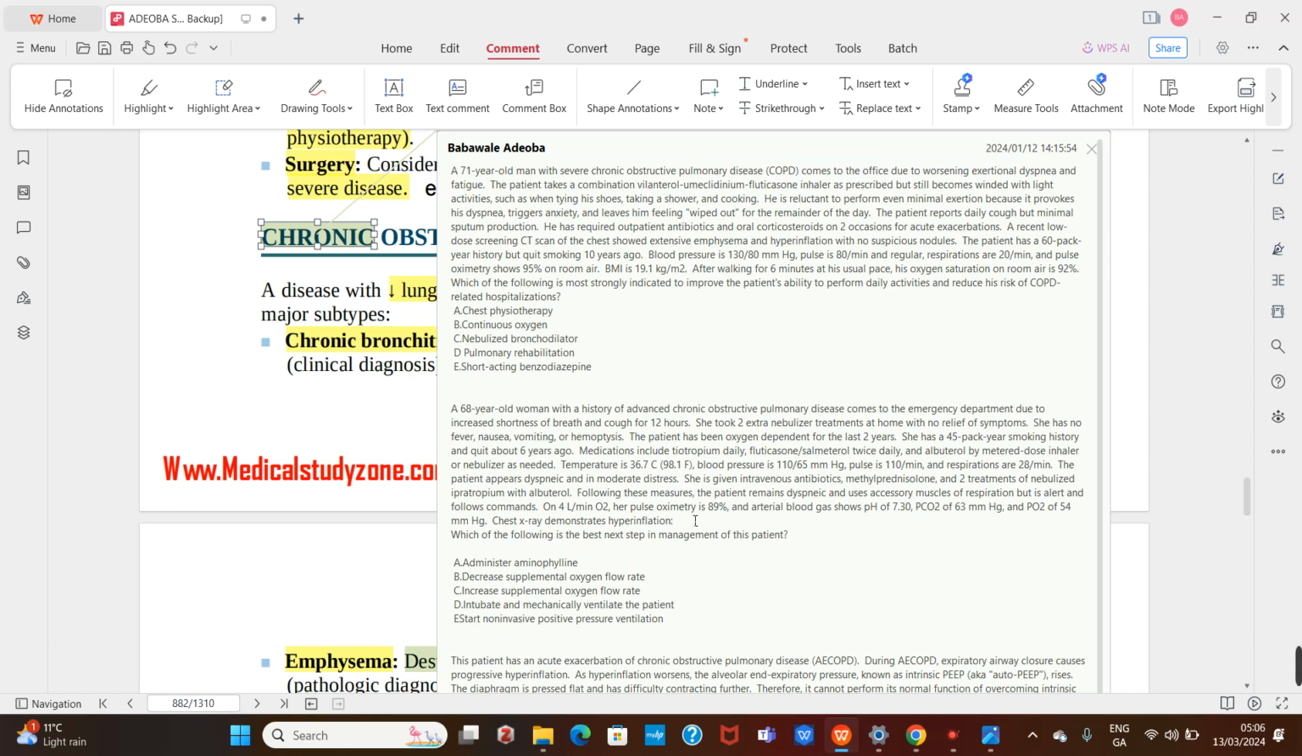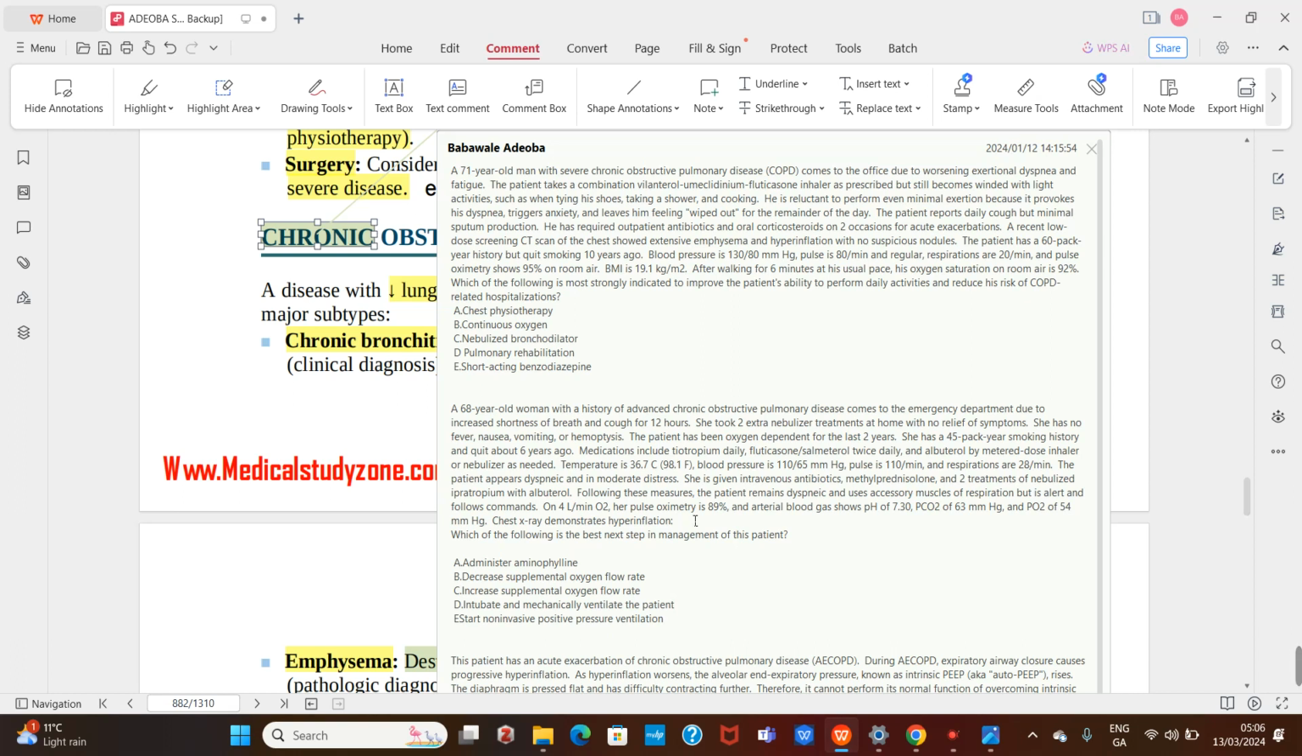There's still no contraindication. So NPPV, non-invasive positive pressure ventilation, will be perfect. I was even looking for SABA or something, but it wasn't in the options. She's already on it. She's already on tiotropium, and she's already on oxygen and SABA. So the next is the NPPV.